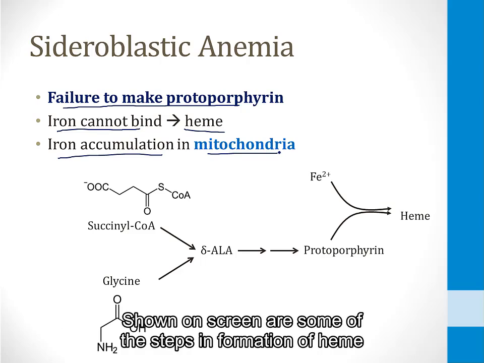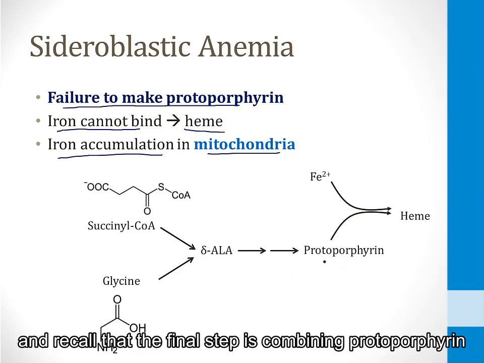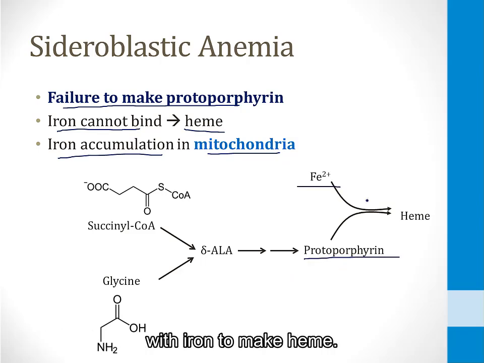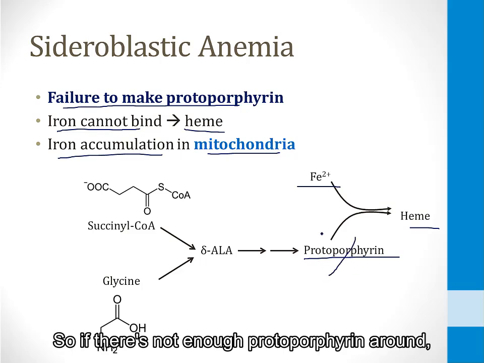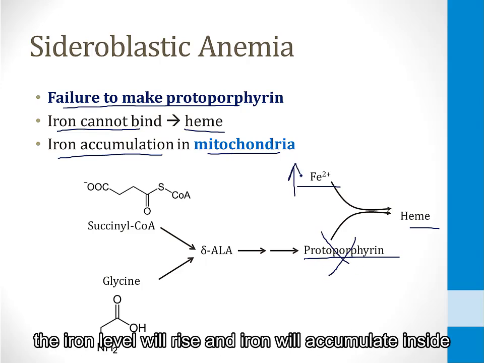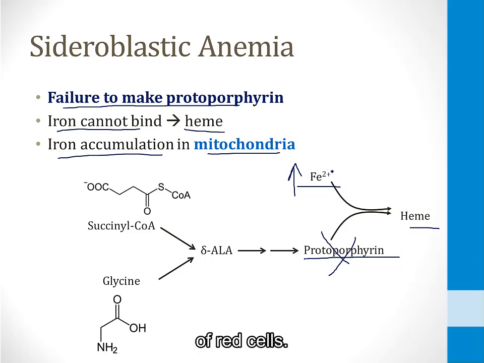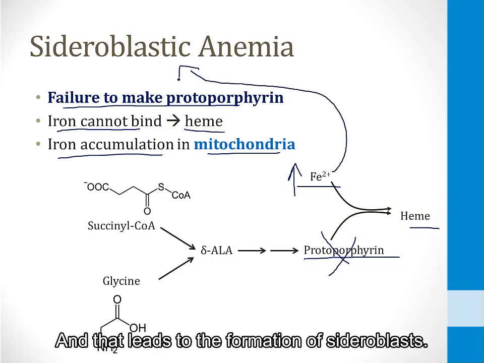Shown on the screen are some of the steps in formation of heme, and recall that the final step is combining protoporphyrin with iron to make heme. So if there's not enough protoporphyrin around, the iron level will rise and iron will accumulate inside of red cells, and that leads to the formation of sideroblasts.